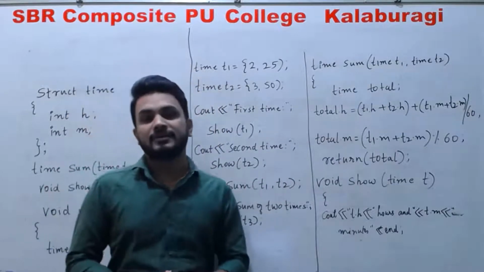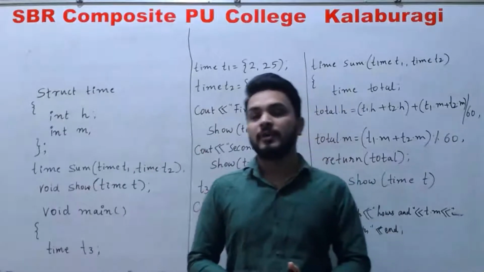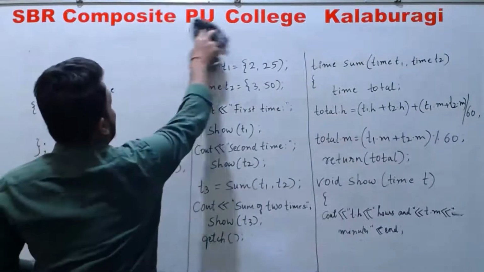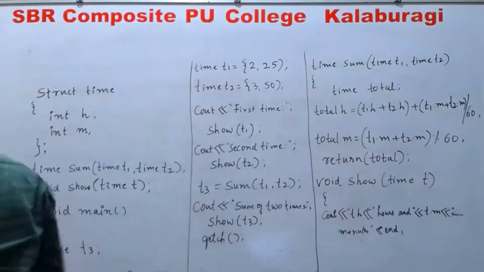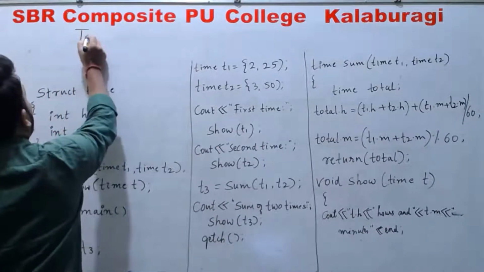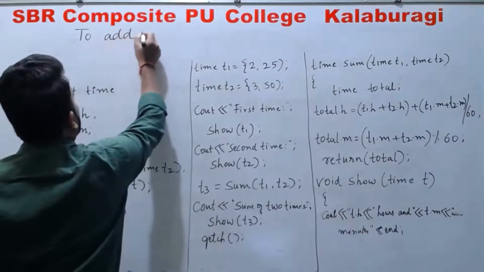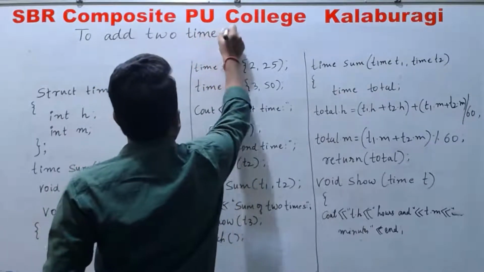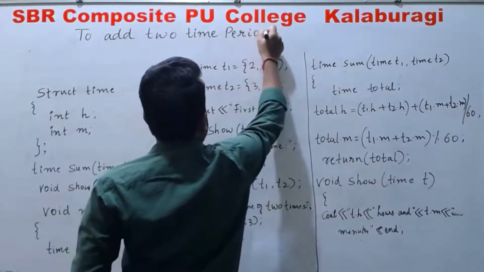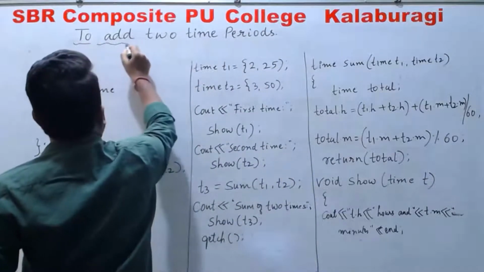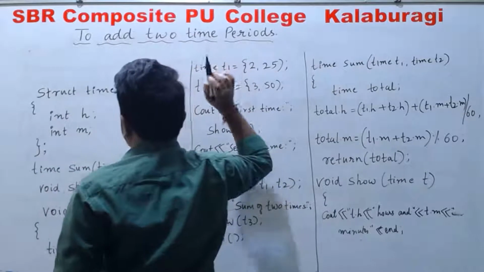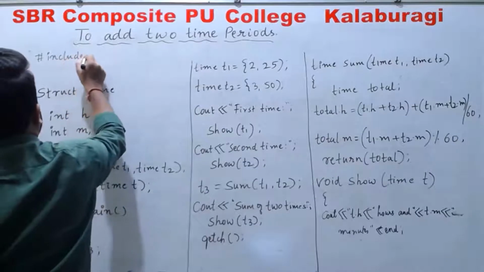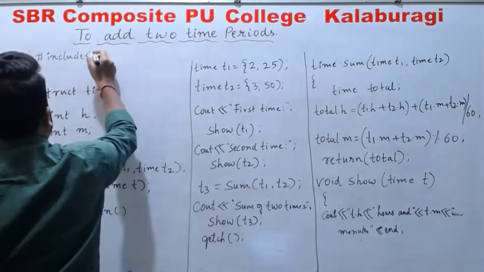Again, we have one program left in the function, that is user defined function, to add two time periods. The program is to add two time periods. We'll see that program, then move to the next chapter, that is word processing application. So this is the program which we have included in the user defined function.